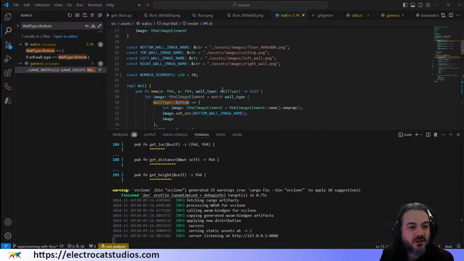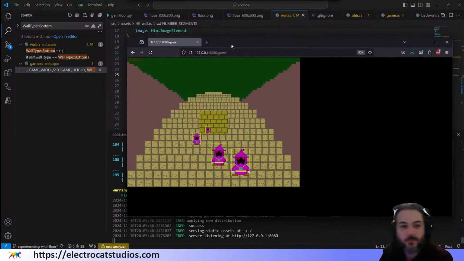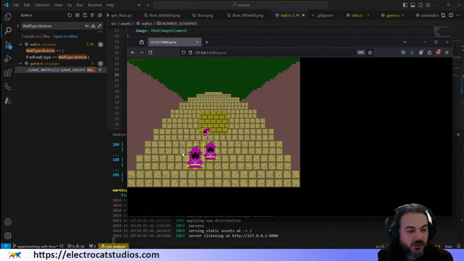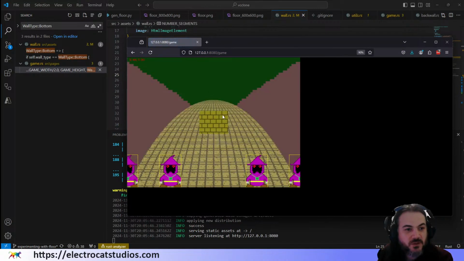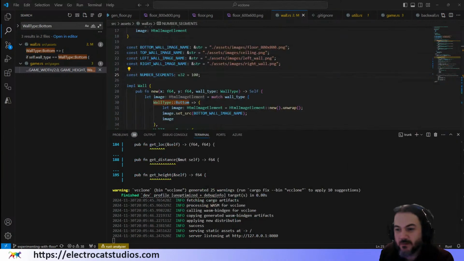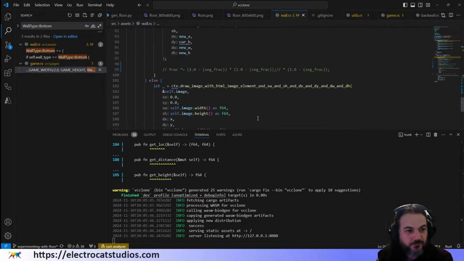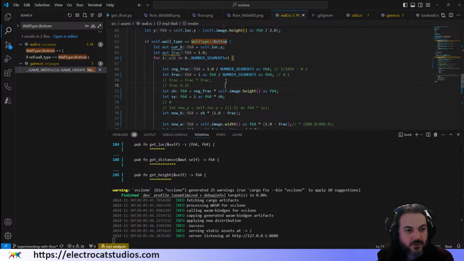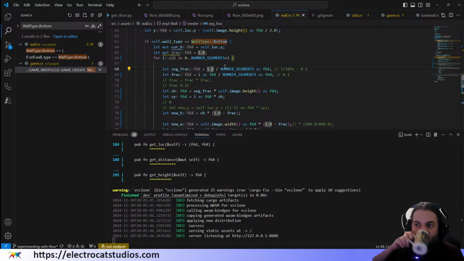I'll just show this by making that 100. I think we'll see the buckling even more. Yeah, there we go. And that's what we were seeing last time, which is wrong. Go back to 10. That makes debugging easier. So we've got the number of segments, and we're using the segment height, and the width has been calculated.